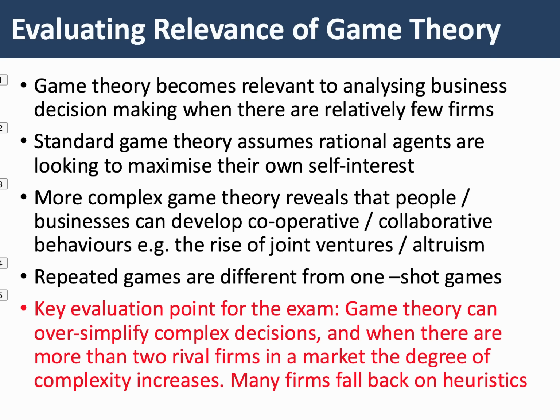My key point in terms of evaluation is that game theory, and particularly the two-product, two-price decision that you're often using at A-level, is actually an oversimplification of what truly is a very complex world. Indeed, when there are more than two rival firms in the market, for example in an oligopoly, the degree of complexity increases significantly, and many firms actually just fall back on rules of thumb or heuristics when setting their prices.